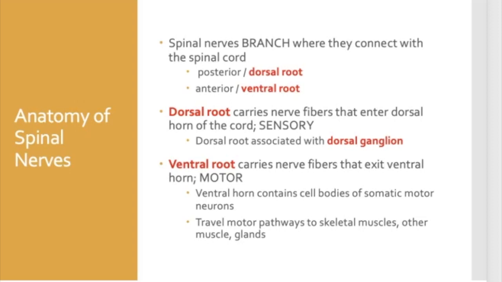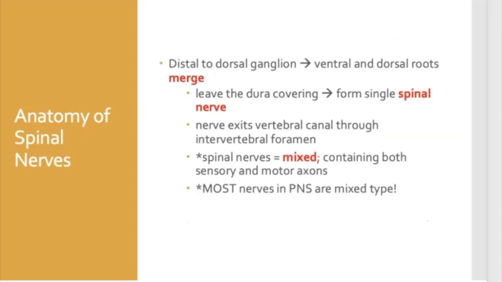Remember, the dorsal roots carry sensory information and are associated with a ganglion, the dorsal ganglion. The ventral roots are different. They're carrying motor information. Once the dorsal root and the ventral root come together, they merge into a single spinal nerve.